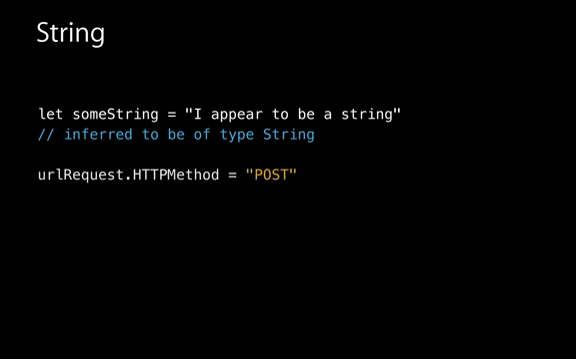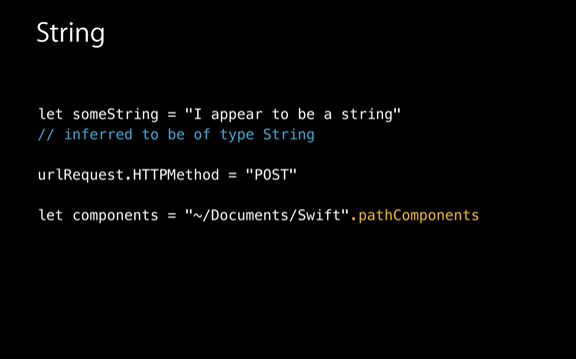So here, we're setting the HTTP method property of an NSURLRequest using a Swift string. Moreover, if you're working with Foundation, you have the entire NSString API available to you on any Swift string you create. So we can call the path components property on this string and get back an array of the components therein.